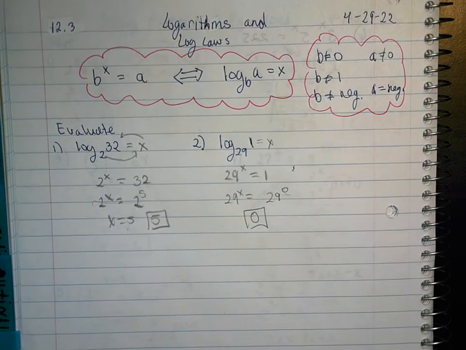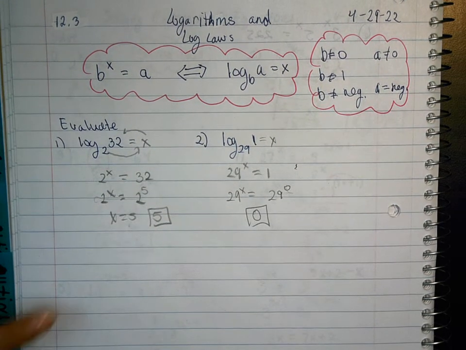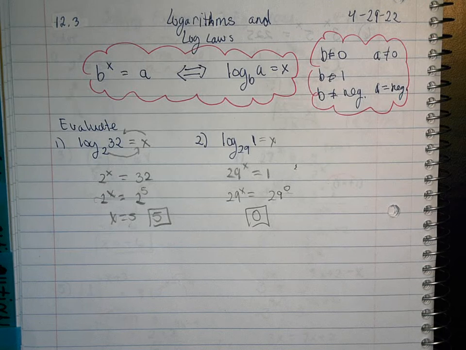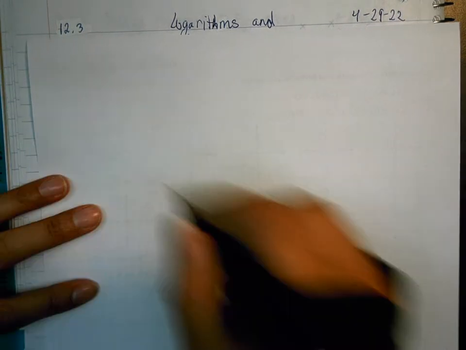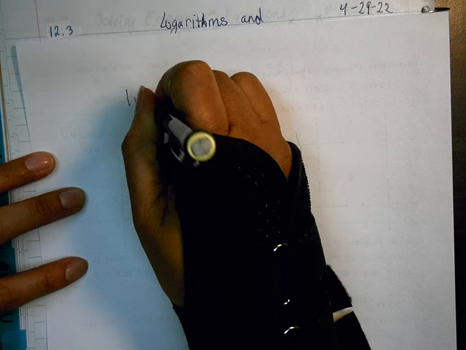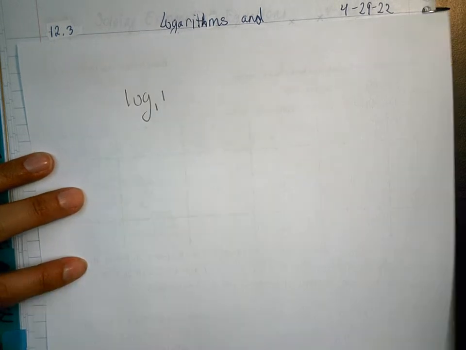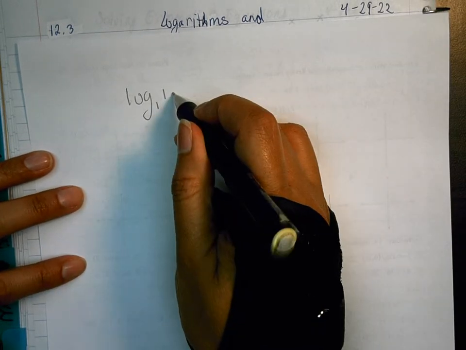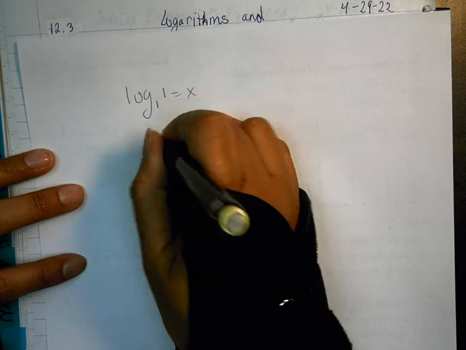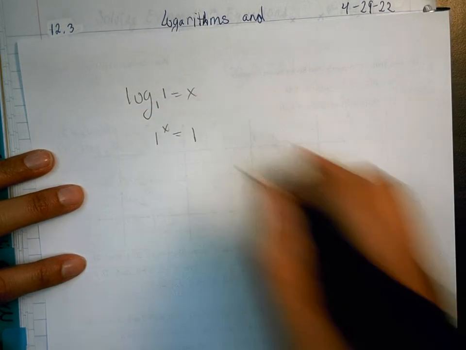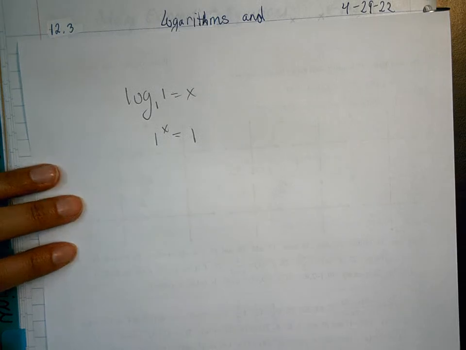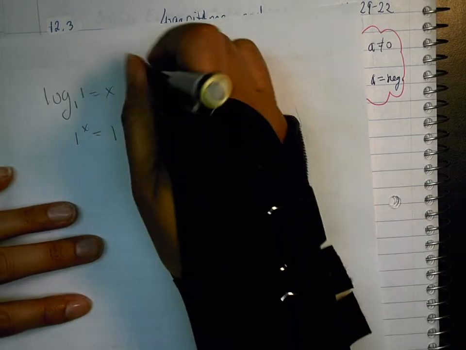Okay, addressing your question. Any questions here before I address this question? You said log base 1 of 1 would work because we said that A could be 1. Right? Is that what you're saying? Yeah. 1 to what power equals 1? And that is 1. Yes, but it has to work for all of them.